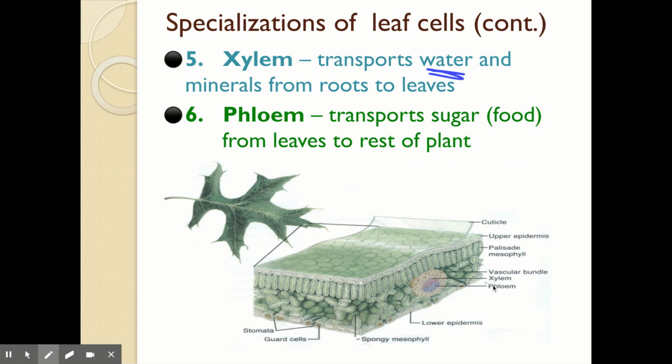So the xylem's job is water. The phloem's job is to take all that food, aka the sugar that has been made in photosynthesis, and take it to the rest of the plant. So your xylem takes the water and minerals up, and the phloem takes everything to where it is required in the plant for food.